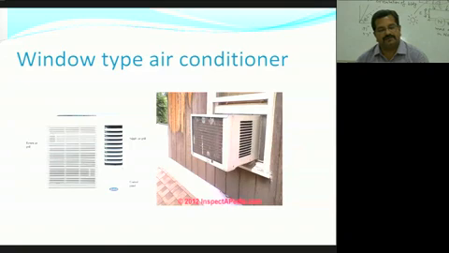Now after ductable air conditioning system with the help of AHU, now we are coming to the compact or packaged units. In this compact and packaged unit, one of the types is window type air conditioner. You can see in this image, this left side, this is the part which we see inside the room, and in the right side image you can see this is the part which we see outside our building, outside our room.